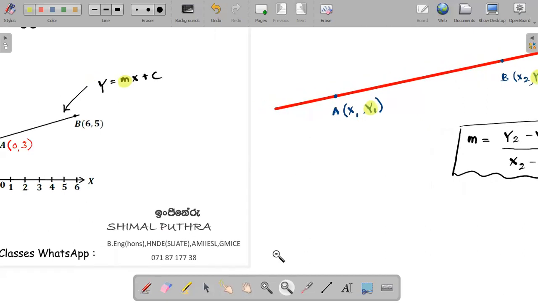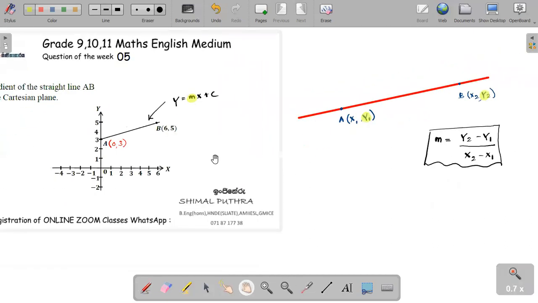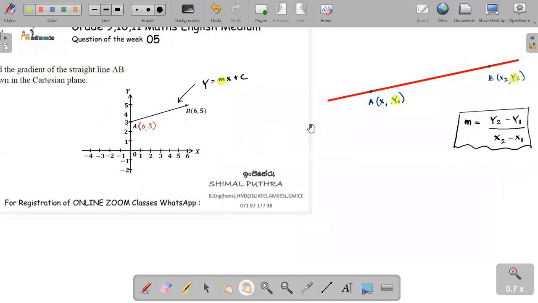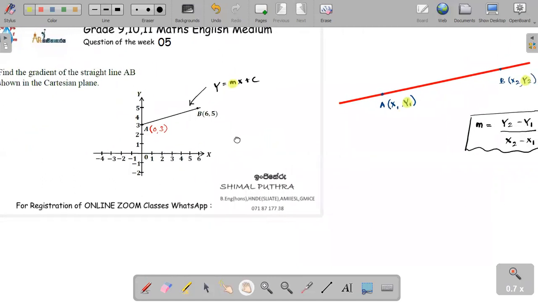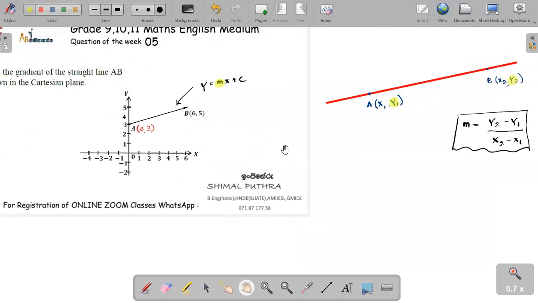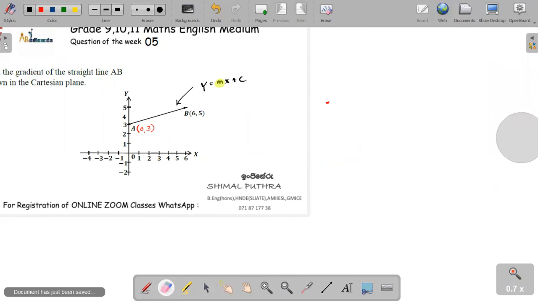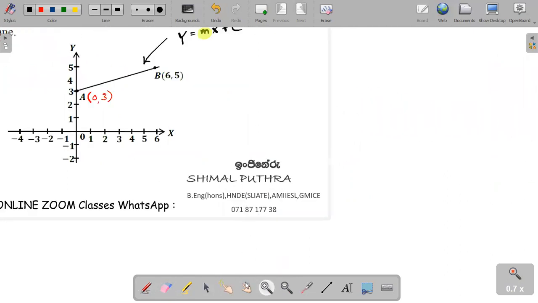Okay, so we found the theorem. What is the theorem? If we want to find the gradient, we need to know the y coordinates and we need to know the x coordinates. Okay, let's come to the point. I will erase this one. Now I am going to find the gradient.